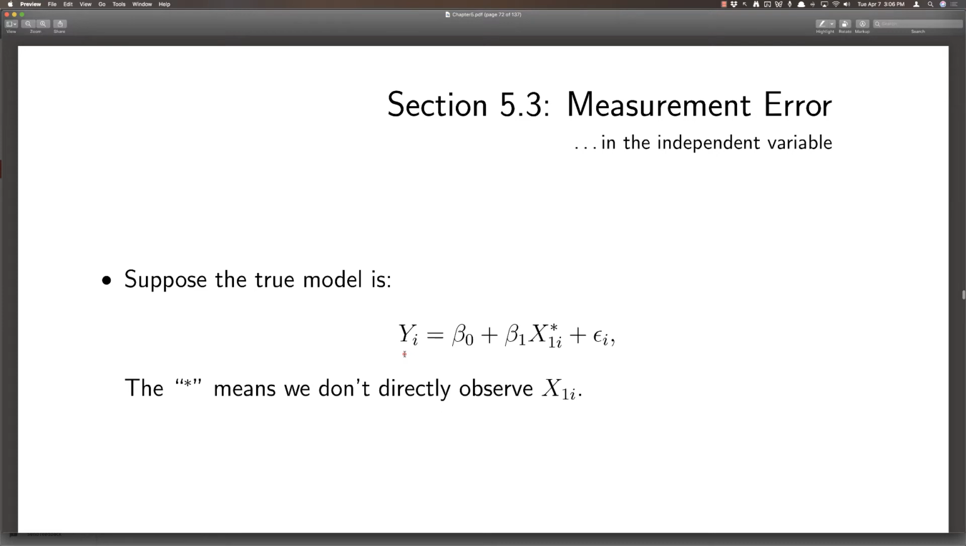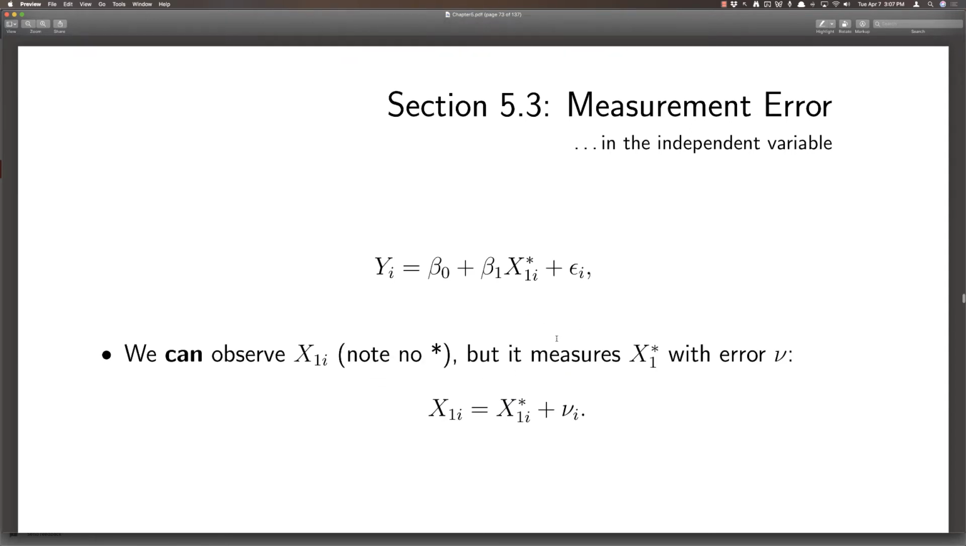So let's suppose our true model is this. So we have a bivariate regression with x1 star, and we want to know what the effect of x1 star is on y. And what the star means here is this is the real variable I want, but we can't observe it directly for whatever reason. We don't have a perfect, precise measure of that variable. All right. We don't observe x1 star.